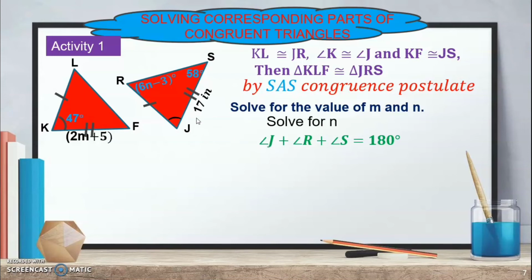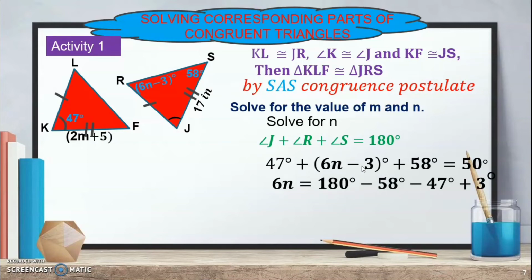Angle J natin dito, measure of angle J, we know that angle K is equal to angle J. So, angle K is 47 degrees. So, ibig sabihin, angle J is 47 degrees also. So, angle J is 47 plus angle R is the 6n minus 3. Then, angle S is 58 degrees is equal to 180 degrees. So, we will simplify 47 plus 6n minus 3 plus 58 is equal to 180.